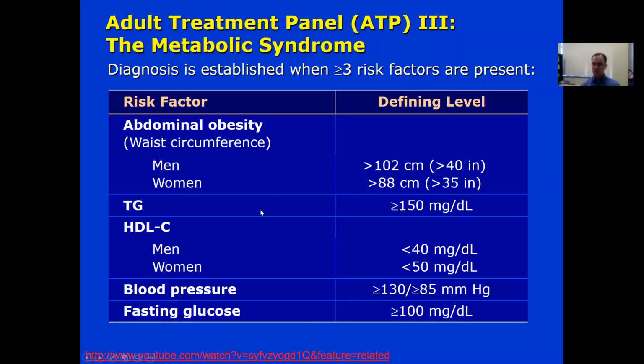Again, you do need to know these characteristics on the exam. You'll be given a case study, a scenario, and you'll need to identify if the person has the metabolic syndrome or not.